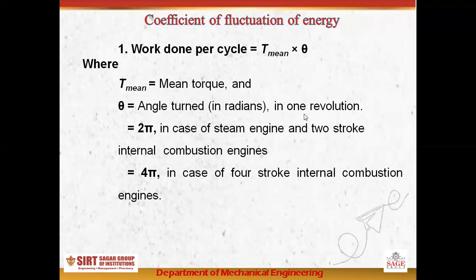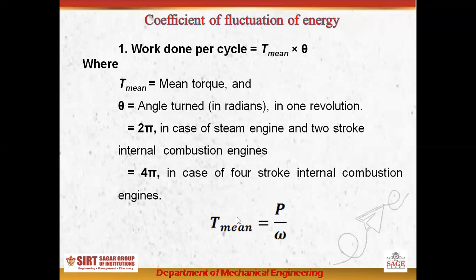That means one revolution is completed in 2 pi, that is 360 degrees, in the case of the steam engine and 2-stroke IC engine, and one revolution is completed in 4 pi in the case of the 4-stroke IC engine. Then how can we calculate the value of T mean?